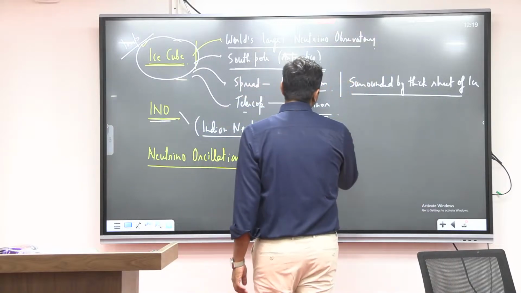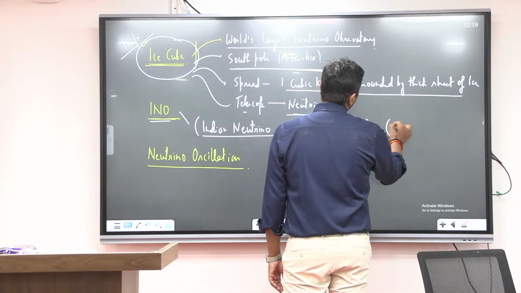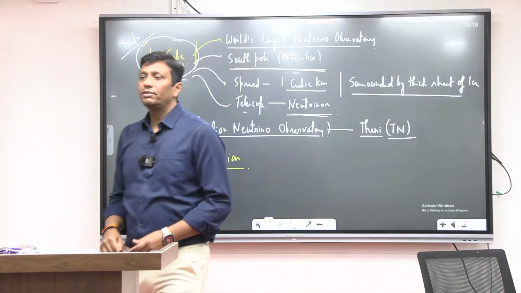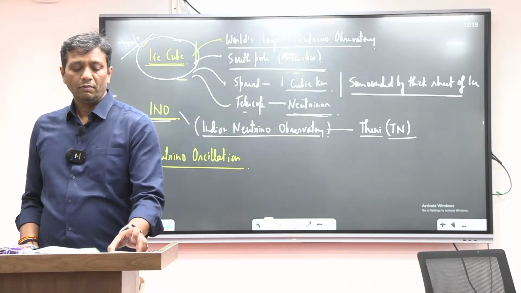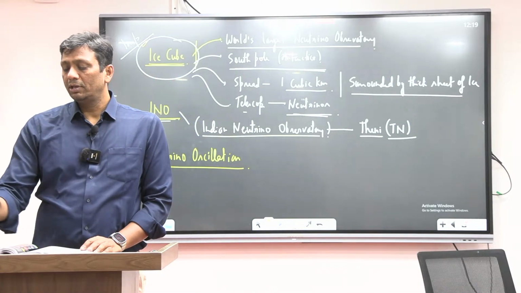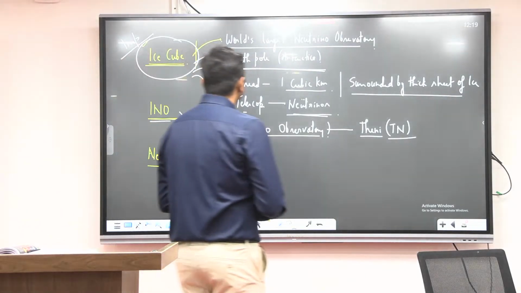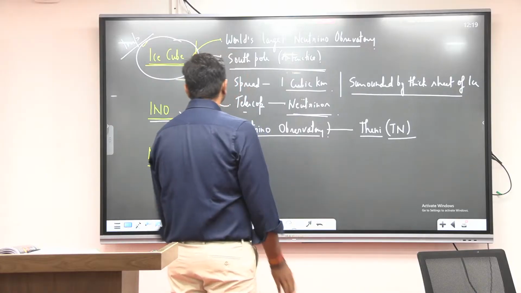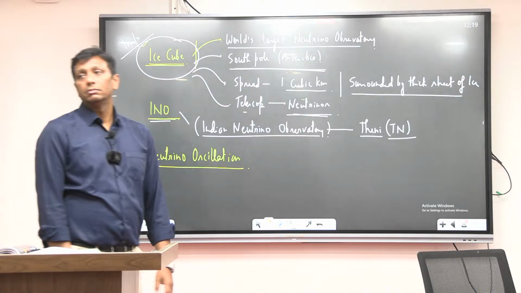And where is India going to set it up, guys? Theni district, Tamil Nadu. Theni district, Tamil Nadu is the place where India is going to install INO. INO means Indian Neutrino Observatory. So India is going to set up an observatory in Theni district, Tamil Nadu. And see, why this area?